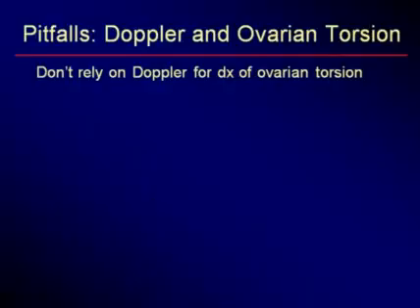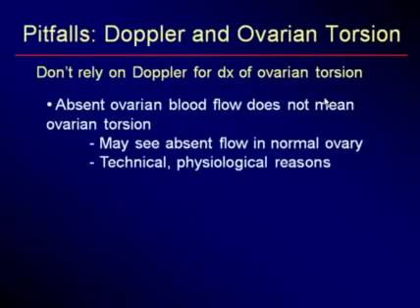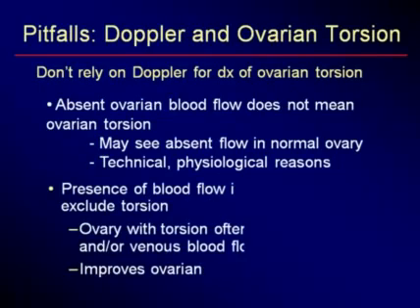Now, ovarian torsion is an area which is fraught with pitfalls. That would require a whole separate lecture, but I just want to highlight a point: when we do Doppler with ovarian torsion, we should not rely solely on the Doppler for the diagnosis of torsion. Why? Because absent ovarian blood flow does not mean ovarian torsion. We may see absent flow even in a normal ovary. This could be because of technical reasons. This could be because of physiologic reasons, that the ovary is resting in that part of the menstrual cycle.